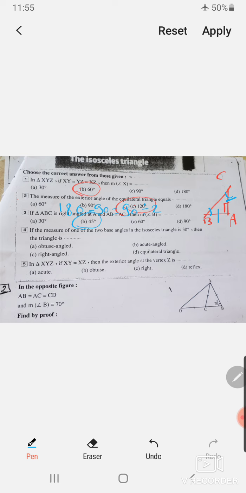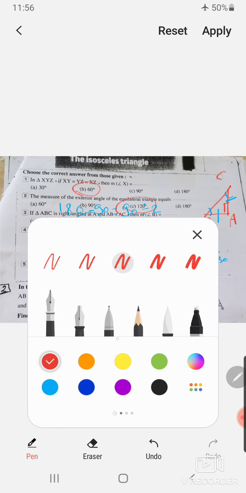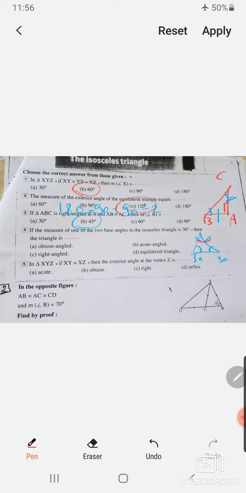Let's take example number 4. If the measure of one of the two base angles in the isosceles triangle is 30, let's draw it. Here you have this one and this one, 30 and 30. Of course, this side equals this side. I want to know if the triangle is obtuse, acute, right, or equilateral. First of all, I must get the measure of this angle. So I make 180 minus 30 plus 30, which is 60, so it equals 120. The greatest angle equals 120, which is an obtuse angle.